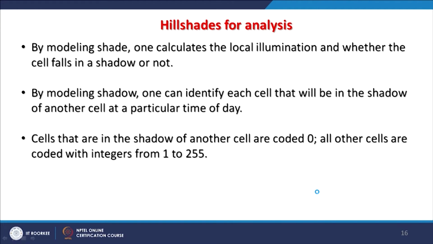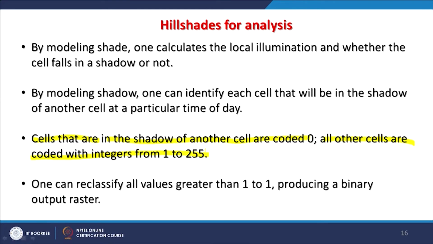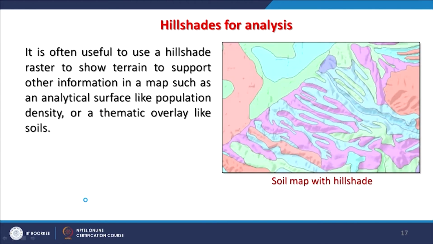So, in this analysis of hillshade, the cells that are in the shadow are coded 0, and all other cells are coded with integers between 1 and 255, because this will always create a grayscale product, though by some techniques you can create a colored one also. One can reclassify all values greater than 1 to 1, producing a binary output raster also.